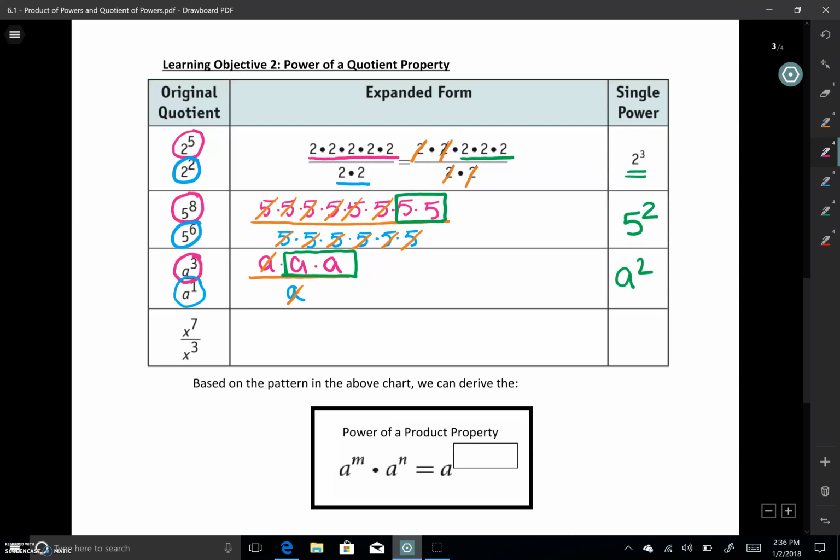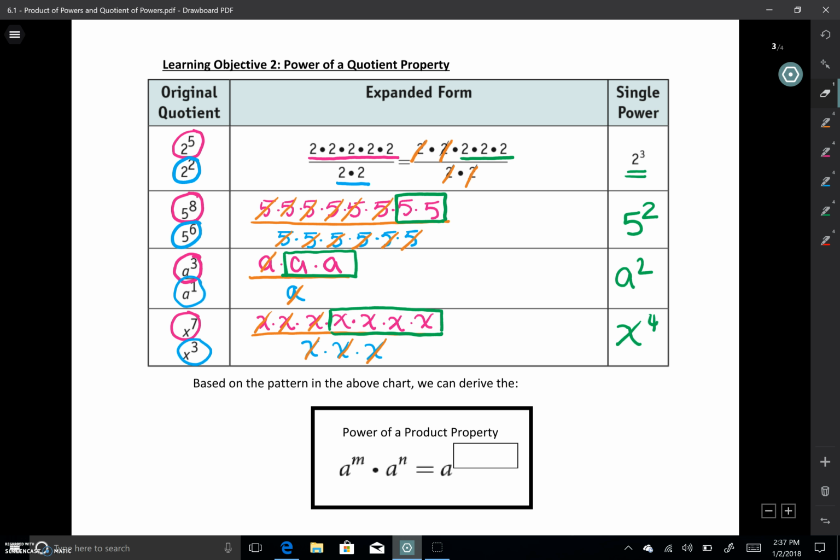Working on the last line, first I have x to the 7th. So I have x times x times x times x times x times x, and one more, all over x cubed in the denominator. So x times itself 3 times. And then I'm going to cancel what I can. And what I'm left with is x times itself 4 times. So that's going to leave me with x to the 4th.